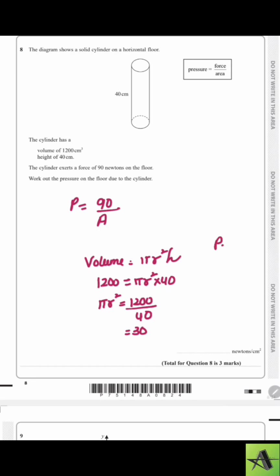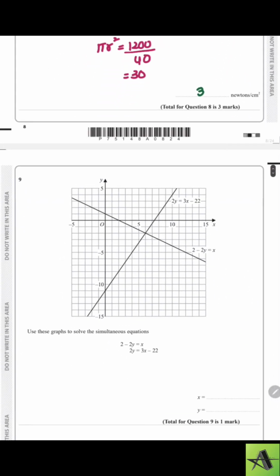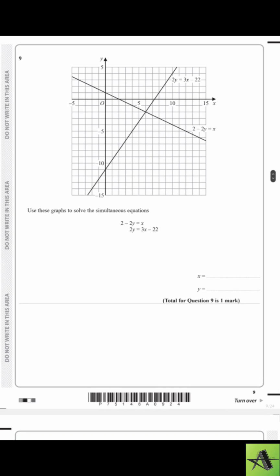So pressure is now 90 over 30, which is 3. So our answer is 3 newton per centimeter squared. If they were asking in meters, then we would have to convert. But since it's in centimeters, we haven't converted or changed the unit.